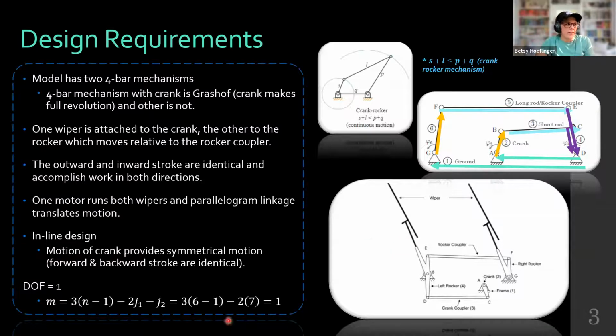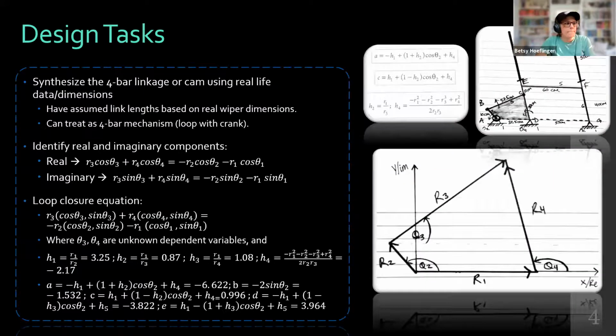And then last here on this page, we have how I found the degrees of freedom, and using the equations learned in class, I found that to be 1 for this type of wiper. So here's the design tasks. We're supposed to synthesize a 4-bar mechanism using real life dimensions. I've assumed the lengths based on just some research on windshield wipers and what some generic lengths of those are.